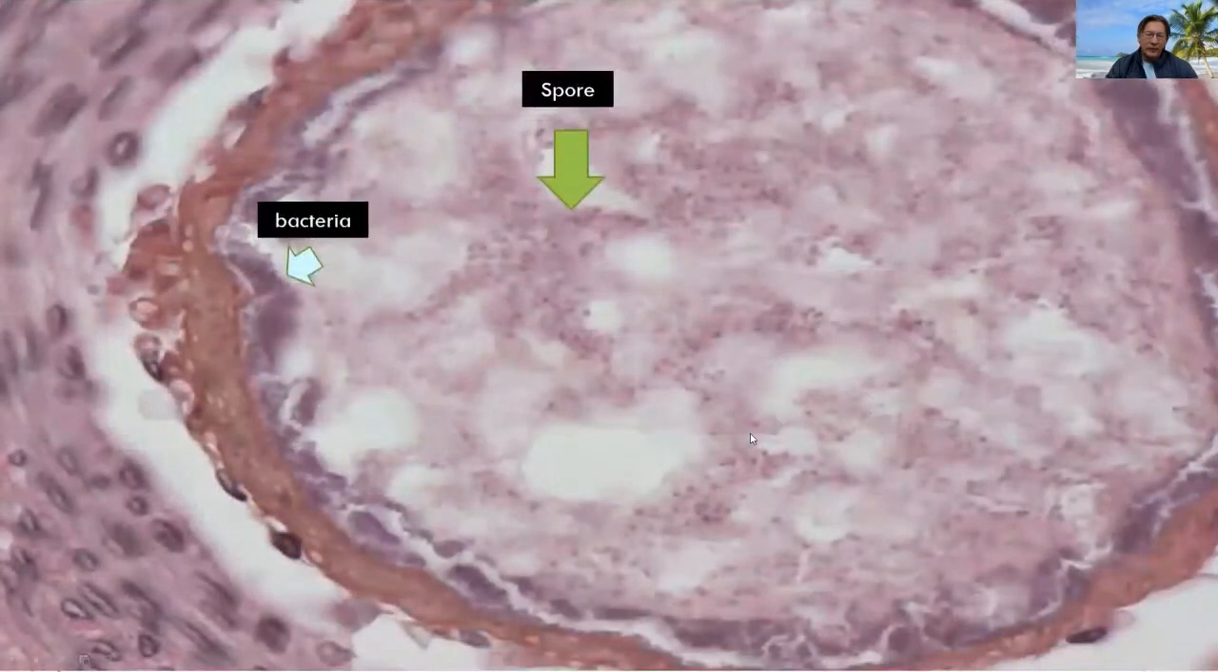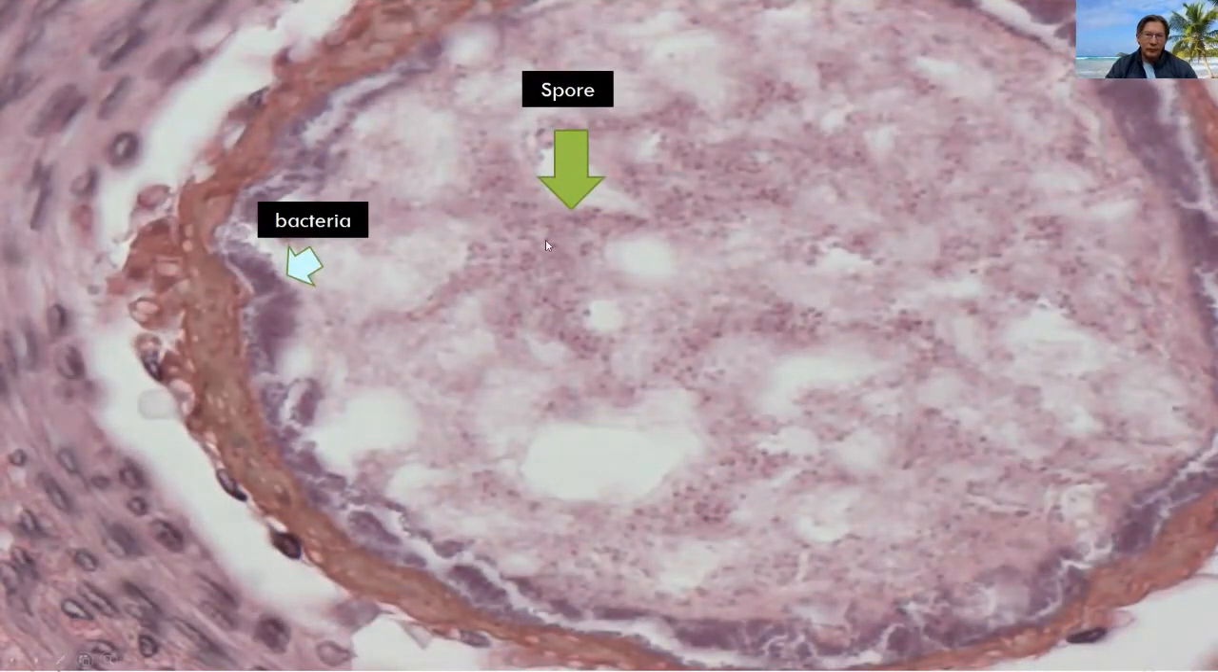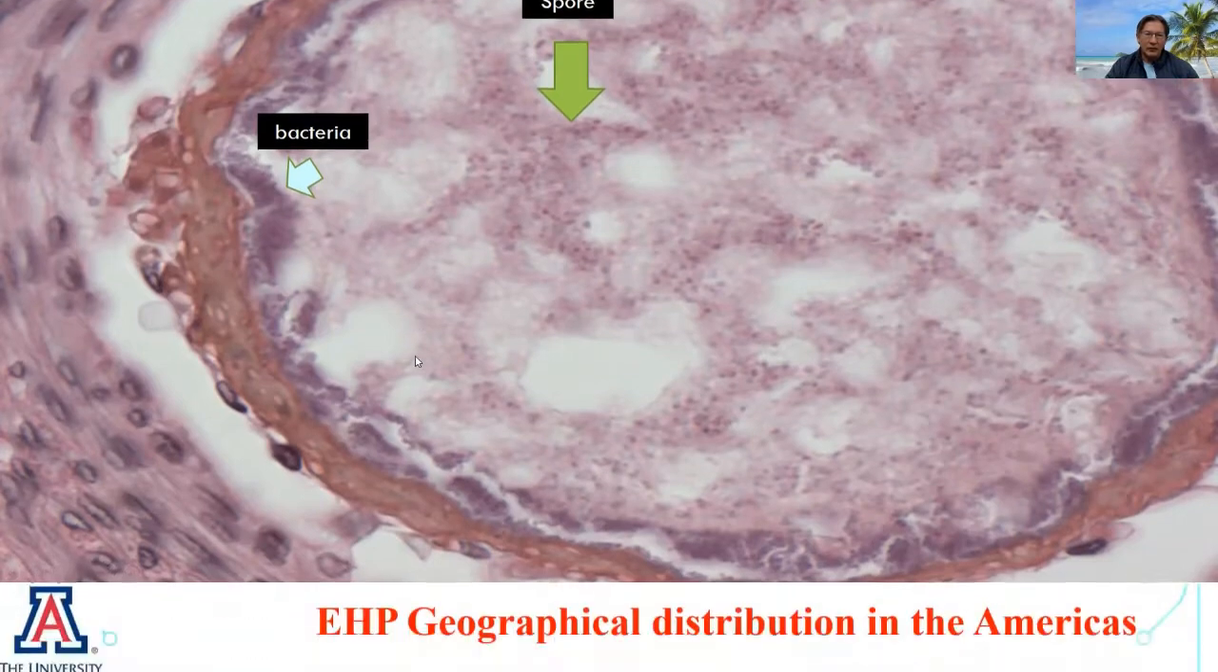Here we found something interesting. Basically, in the same tubule, we found spores, EHP spores, and also we found some bacteria. These basophilic masses indicate the presence of bacteria. But basically, it's confirming our suspicion that the combination of spores first and later on bacteria is what may be associated with the presence of white feces.